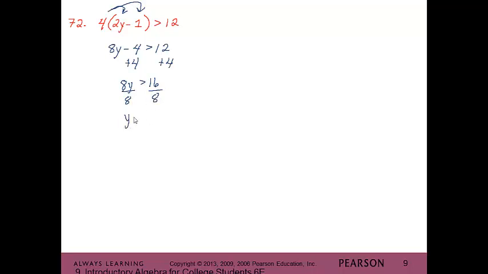Now number 72. We have 4 times 2y minus 1 is greater than 12. We're going to solve for y. First thing we need to do is distribute. So we have 8y minus 4 is greater than 12. Remember to multiply everything inside the parentheses by 4. Now we solve for y, so we're going to add 4 on both sides. And we have 8y is greater than 16. And then we finish off by dividing by 8. And we have y is greater than 2. So here's our solution.